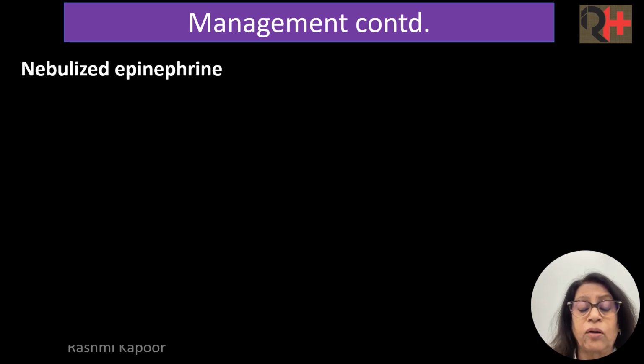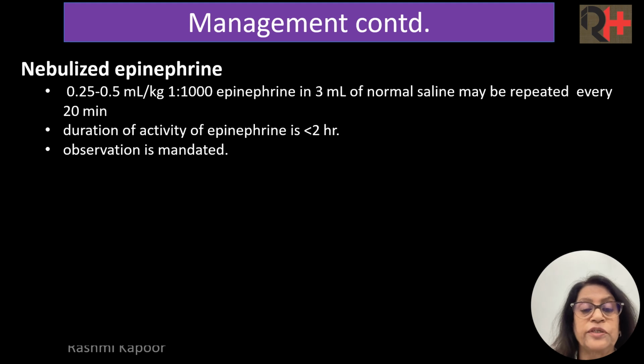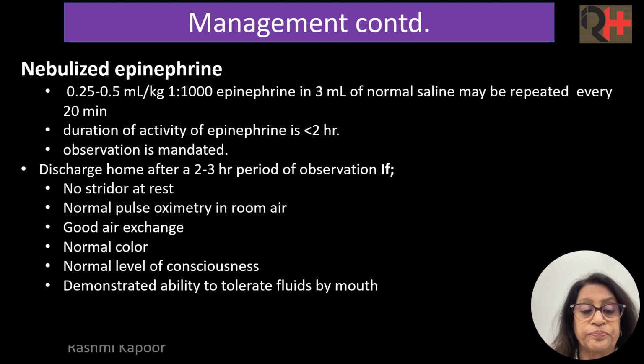Nebulized epinephrine also is given in cases of moderate to severe croup, and the dose is 0.25 to 0.5 ml per kg of 1 in 1000 epinephrine in 3 ml of normal saline, and it may be repeated every 20 minutes. The duration of action of epinephrine is less than 2 hours, so observation is mandatory for at least 2 hours, otherwise there will be a rebound.